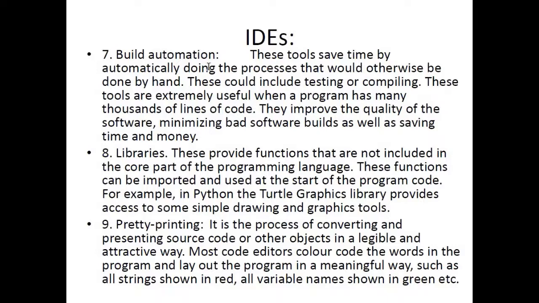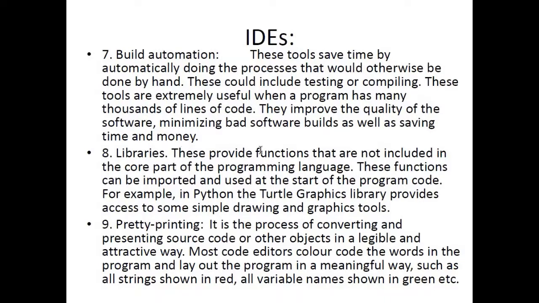Next we have build automation. These tools save time by automatically doing the processes that would otherwise be done by hand. They include testing or compiling. These tools are extremely useful when a program has many thousands of lines of code. They improve the quality of software, minimizing bad software builds as well as saving time and money.